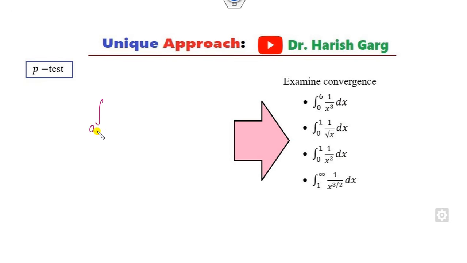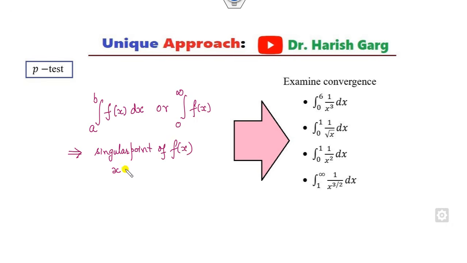First of all, what is the meaning of an improper integral? Whenever you have a function on the interval from a to b, where either a or b may be finite or infinite, your first target is to find the singular points of f(x). What is the meaning of a singular point of f(x)? It means you have to find all those values of x such that f(x) goes to infinity. If this happens, then you can say this integration is called an improper integration.